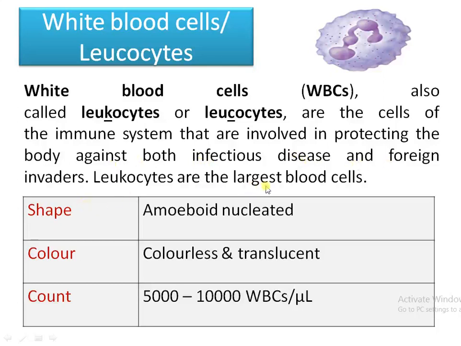They are the largest blood cells, and they are also named cells of the immune system, and as they are involved in protecting the body against infection, they are also known as soldiers of the body. As you can see, their shape is amoeboid, and they are nucleated cells. Nucleated means a nucleus is present in white blood cells, while the nucleus is absent in RBCs.